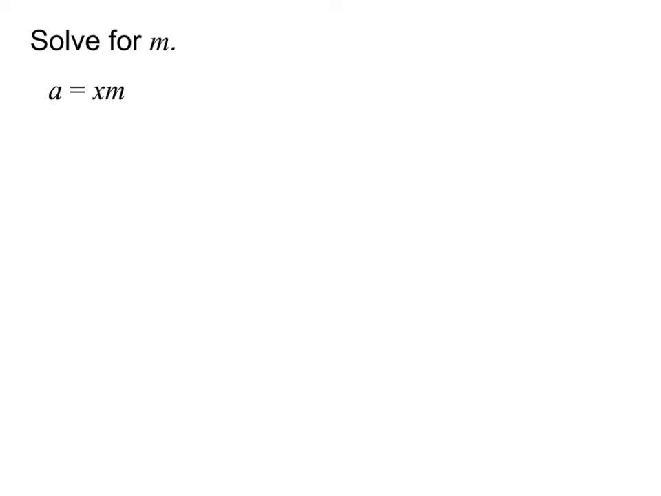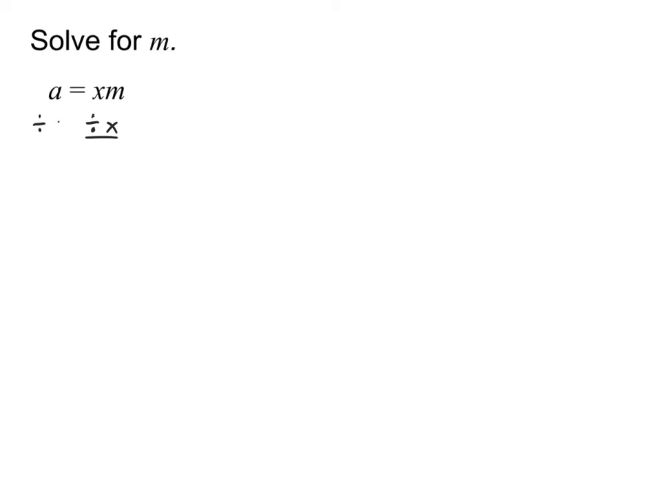So take a look at this particular problem. We have a equals xm, and we're being asked to solve this one for m. Well, if there were numbers in there, like I'll make up an example of 10 equals 2m, if you wanted to solve that, you would divide both sides by 2, right? Because the 2 is what's currently multiplied by the m. The same thing is going to be true with this one. It's just that I'm not multiplying it by 2, I'm multiplying it by x. And so I'm going to divide both sides of my equation here by x.